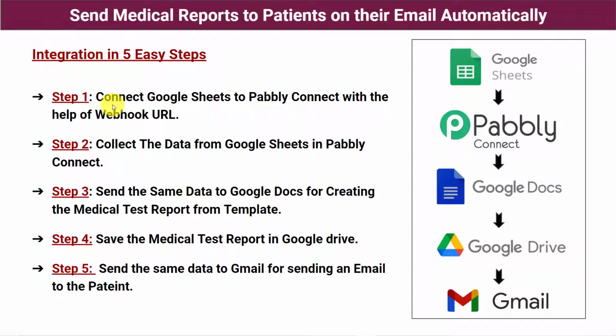Step 1 is to connect Google Sheets to Pabbly Connect with the help of a webhook URL. First we need to log in to Pabbly Connect. Then we need to connect our Google Sheets with Pabbly Connect with the help of the webhook URL. This webhook URL is basically an address provided by Pabbly Connect. We have to copy it and paste it into Google Sheets, and in this way our Google Sheets will get connected to Pabbly Connect.